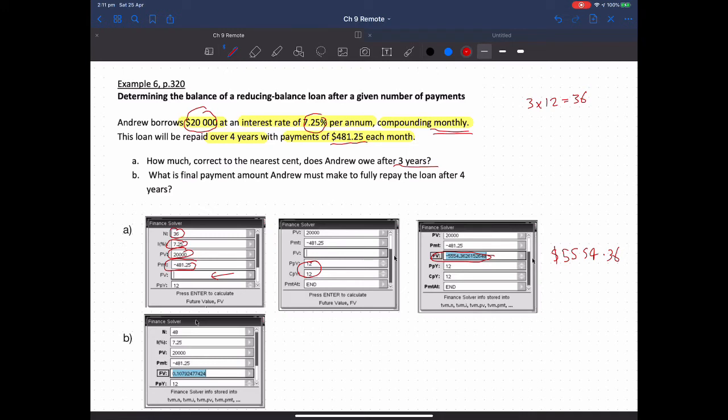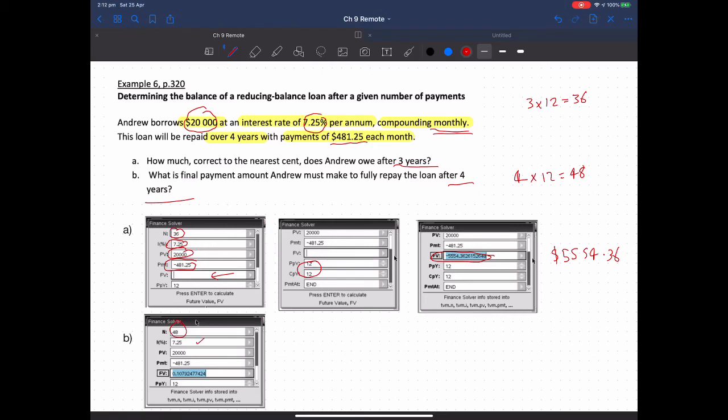For part B of the question, it asks us, what is his final payment going to be? So here, we need to be a little bit careful. We've put in a lot of details into our calculator. So there's going to be only a couple of numbers that we're going to have to adjust. Firstly, we know this is going to be paid out over 4 years. 4 years by 12 months a year is 48. So N will have to change to 48.